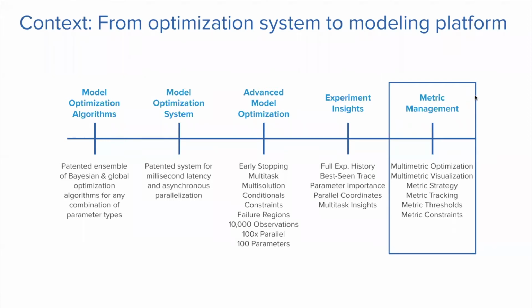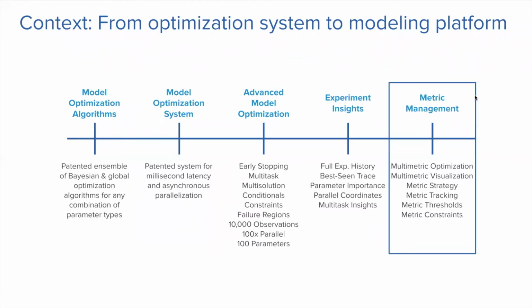With advanced model optimization, we added a number of features that our customers were requesting, including early stopping for long-running and deep learning models, multitask or multi-fidelity, also for long training models. We can provide multiple solutions, and we also provide conditionals, which can be useful for different types of architecture search, constraints, failure regions, and we scaled up to facilitate over 10,000 observations. We support over 100x parallel and 100 parameters.